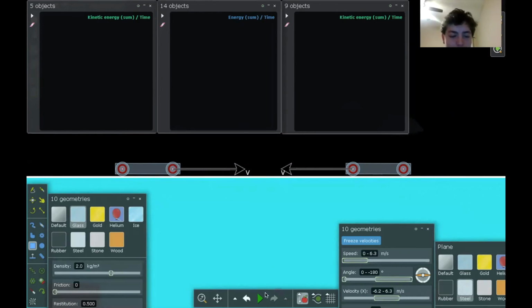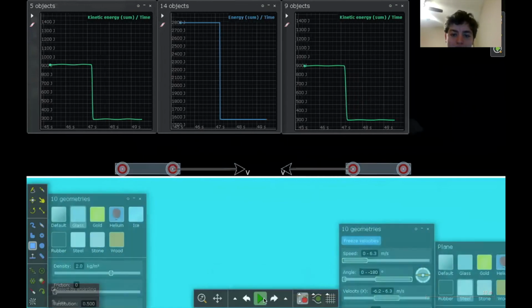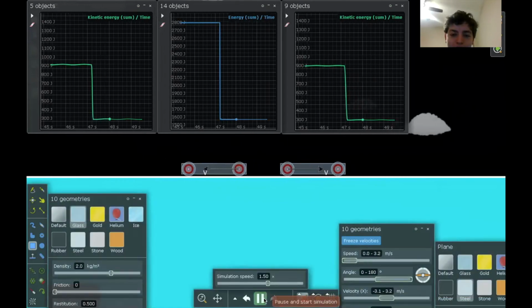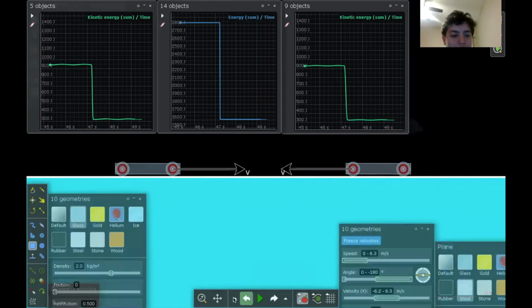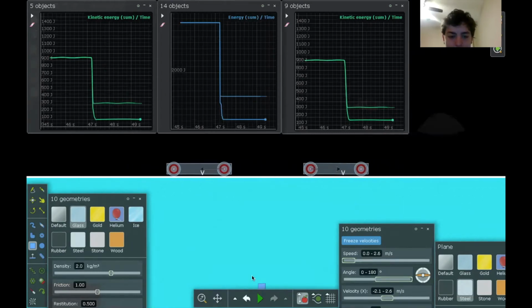Here's a collision with no friction at all between the carts. Notice how much energy is lost. Next, here's the collision with the coefficient of friction of 1 between the carts. Notice that the amount of energy lost increases, as expected.